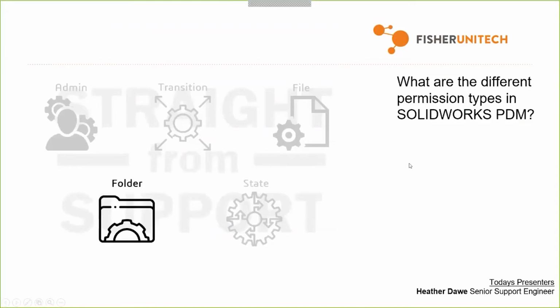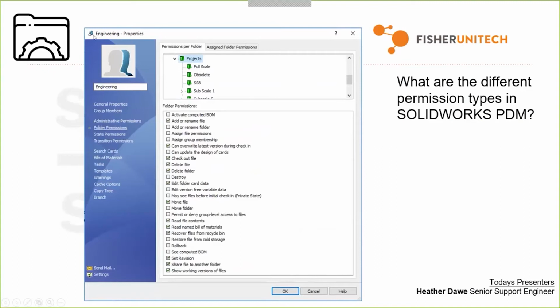All right, the next type of permissions we're going to cover are folder permissions. So these permissions are what a specific user can do in regards to a specific folder. So if we go into a SOLIDWORKS group, so we're in our engineering group, we tab down to folder permissions and we select a folder, in this situation, the project folder. I can specify whether a user can complete specific actions within this folder.